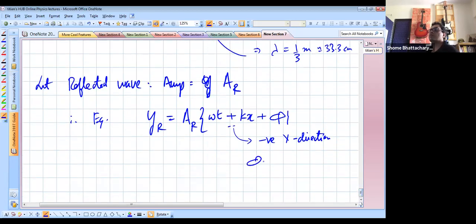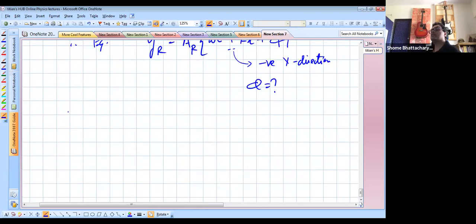Now let us work out what is the value of the phase constant. So now we'll understand that the junction is acting like a soft boundary.